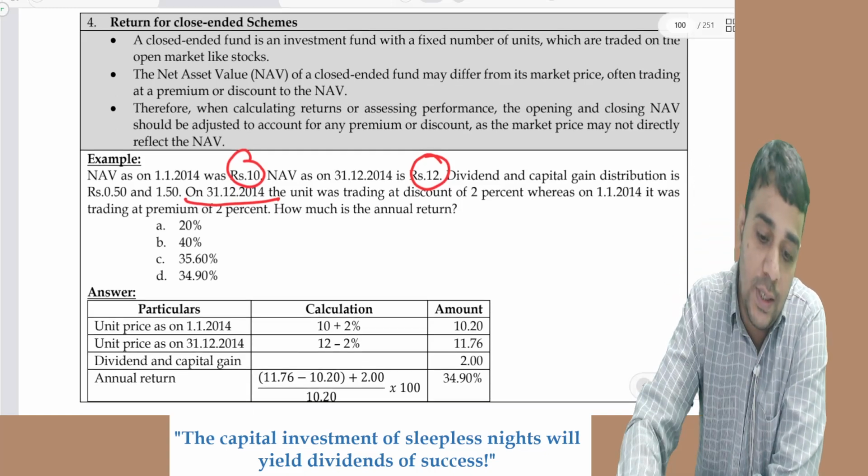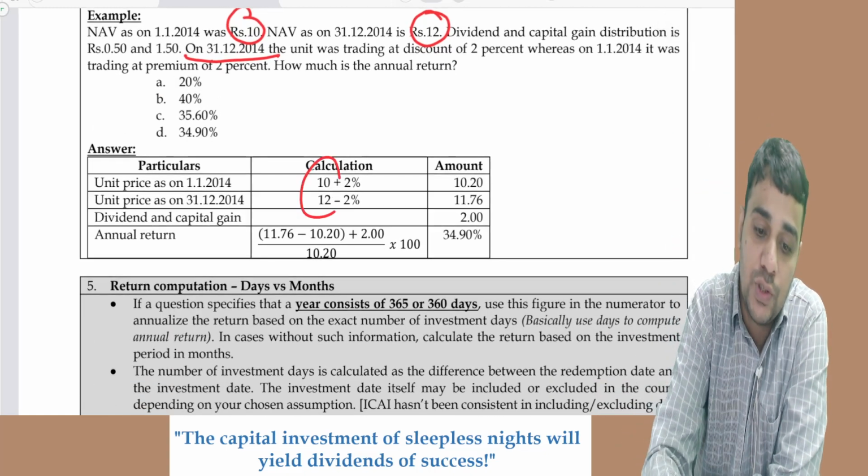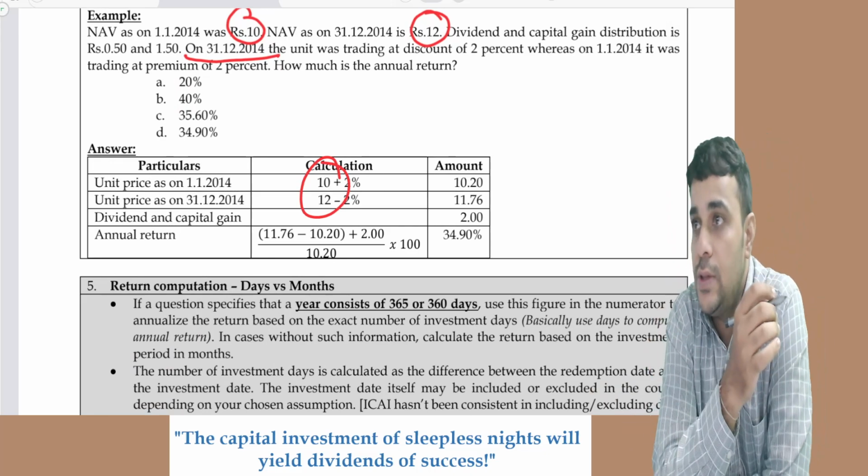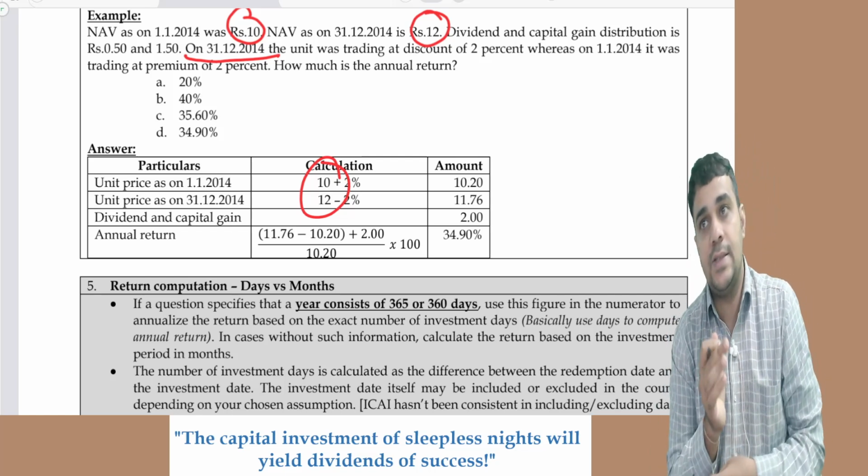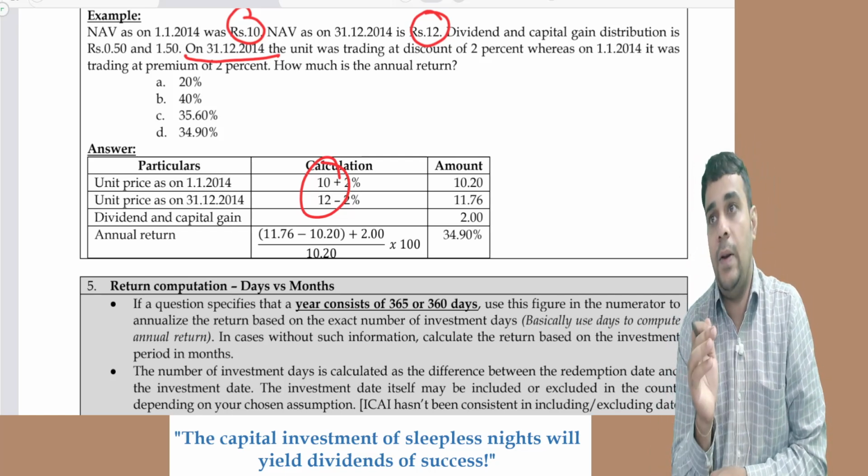So for a close-ended scheme, I should not use 10 and 12. What should I use? As per this example, it is 10.2 and 11.76.